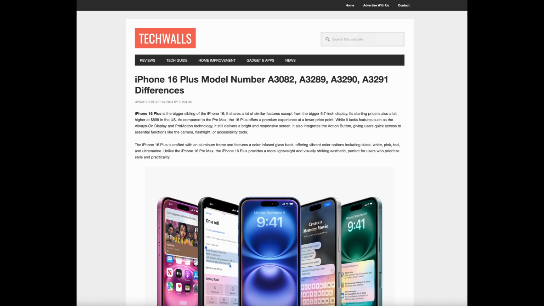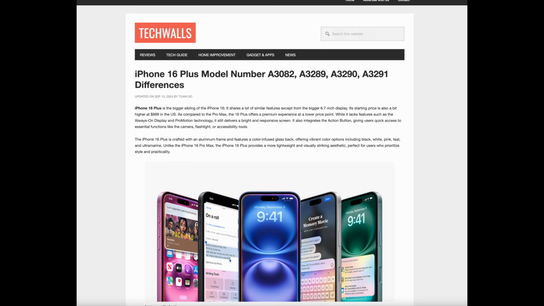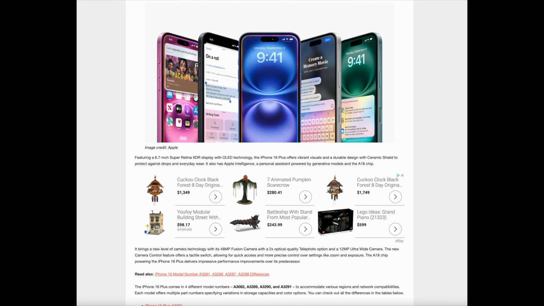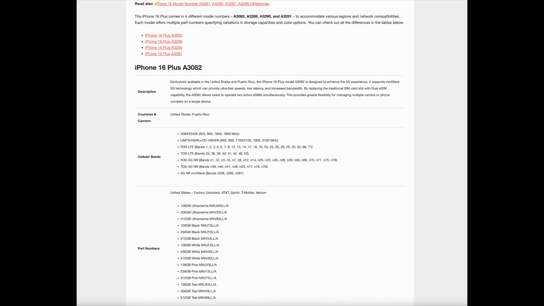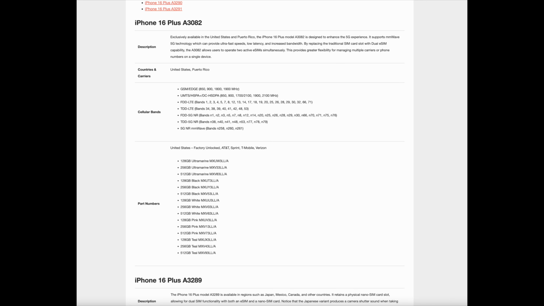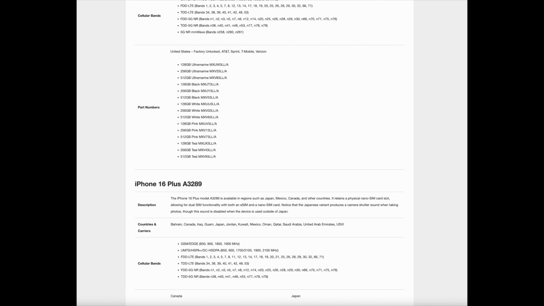Exclusively available in the United States and Puerto Rico, the iPhone 16 Plus model A3082 is designed to enhance the 5G experience. It supports mmWave 5G technology, which can provide ultra-fast speeds, low latency, and increased bandwidth. By replacing the traditional SIM card slot with dual eSIM capability, the A3082 allows users to operate two active eSIMs simultaneously.